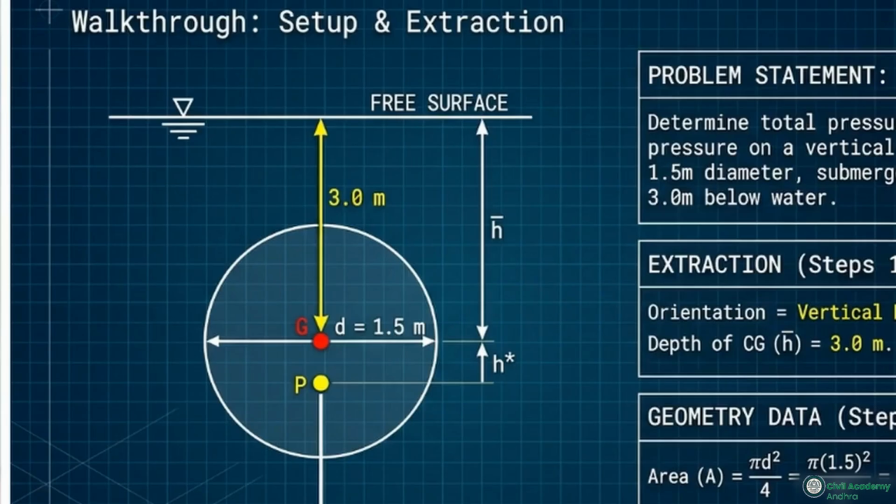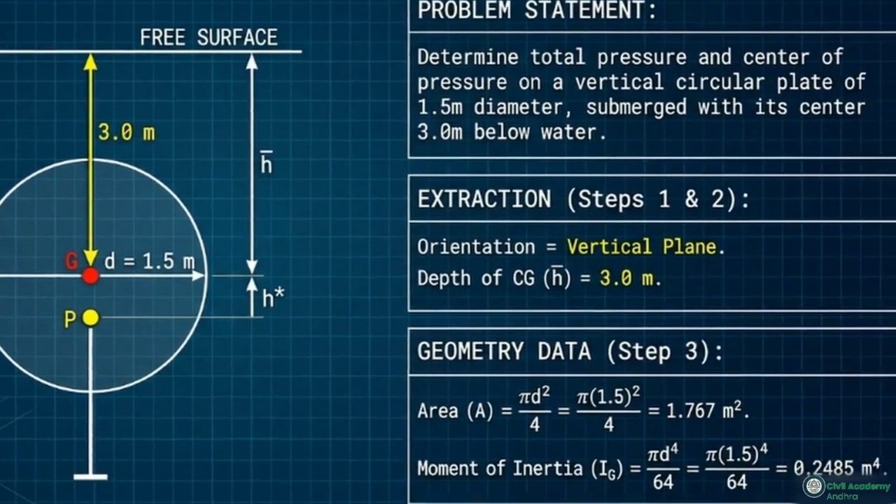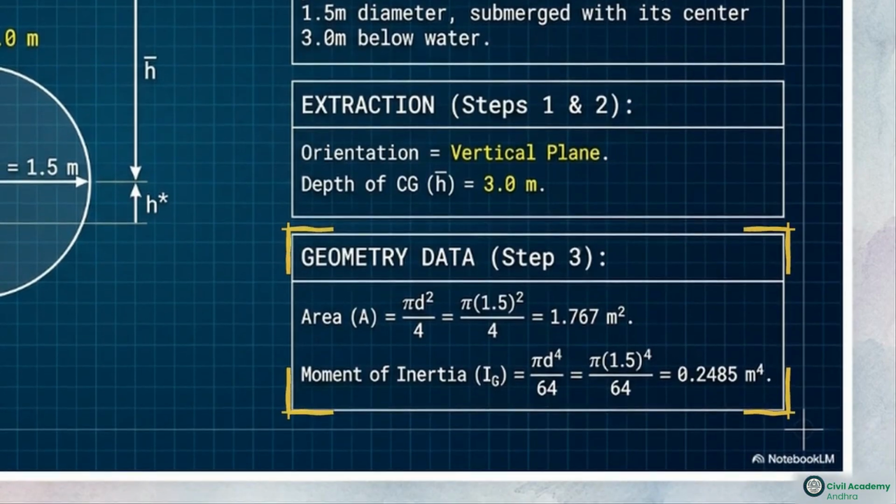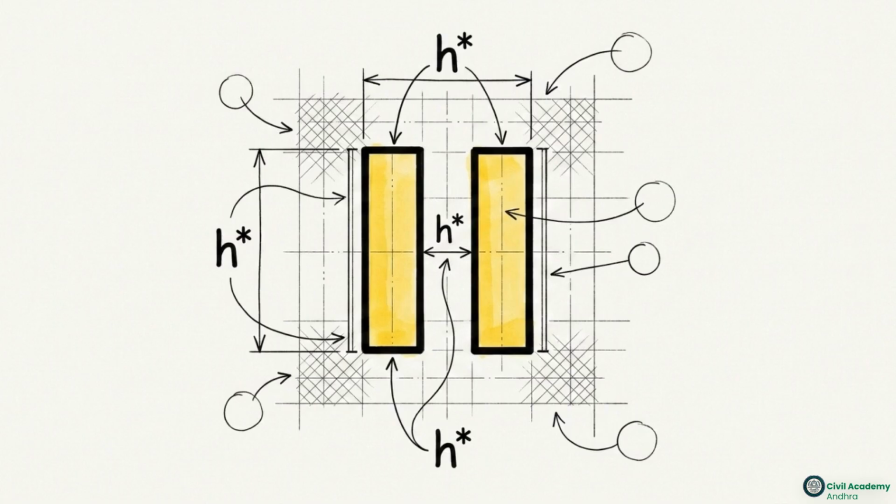In this exam scenario, we have a submerged circular plate with a 1.5 meter diameter. The first step is extracting the depth to the center of gravity, which is 3.0 meters. We then calculate the area and moment of inertia. For a circle of this size, the area is 1.776 square meters, and the moment of inertia is 0.2485. Pause the video right now and use the universal equation to calculate the final total pressure and center of pressure.